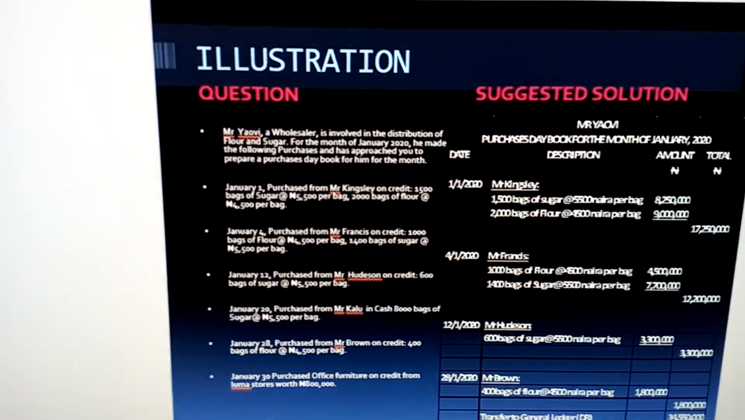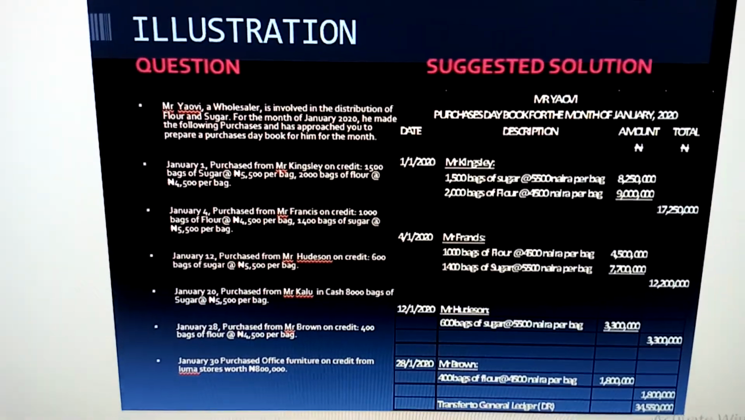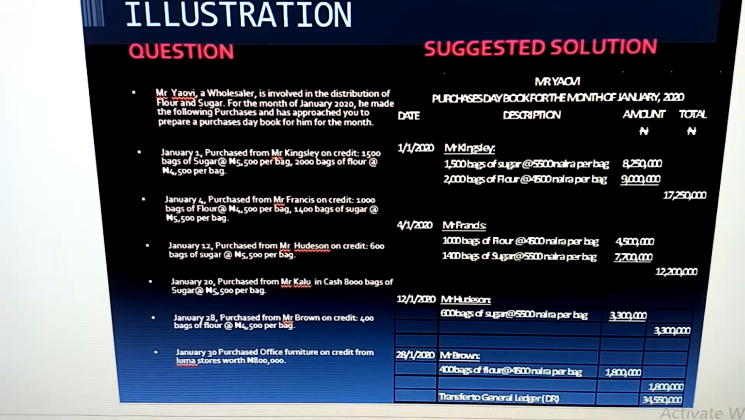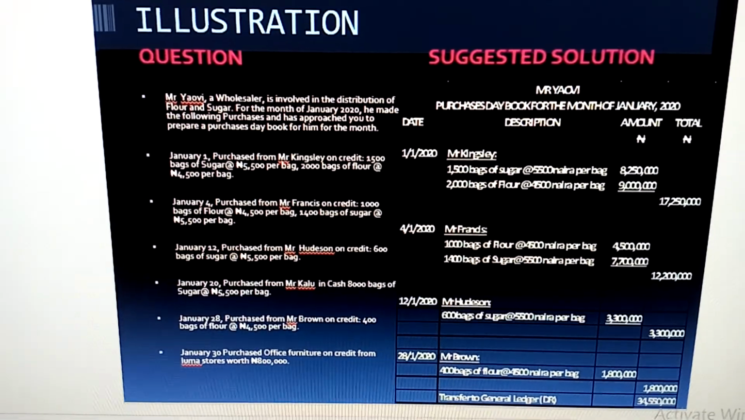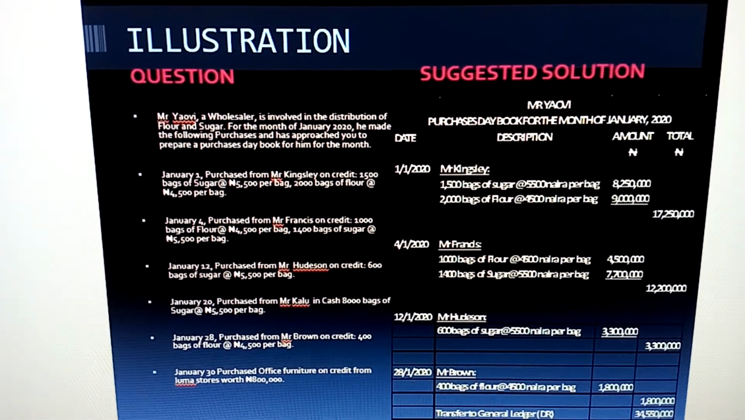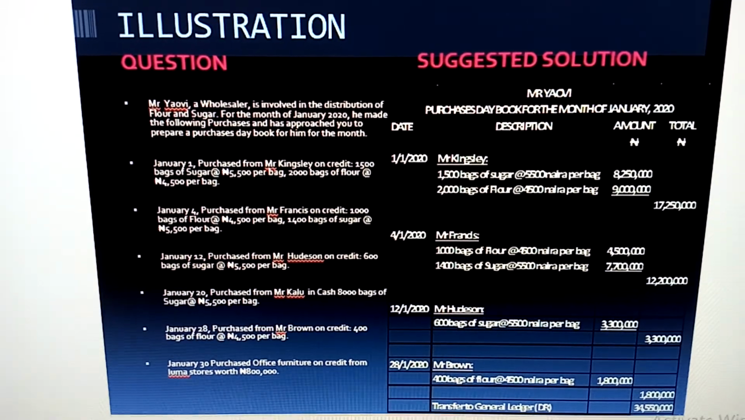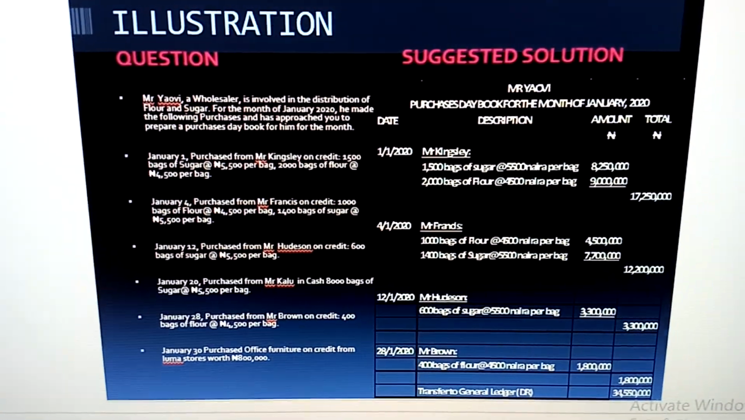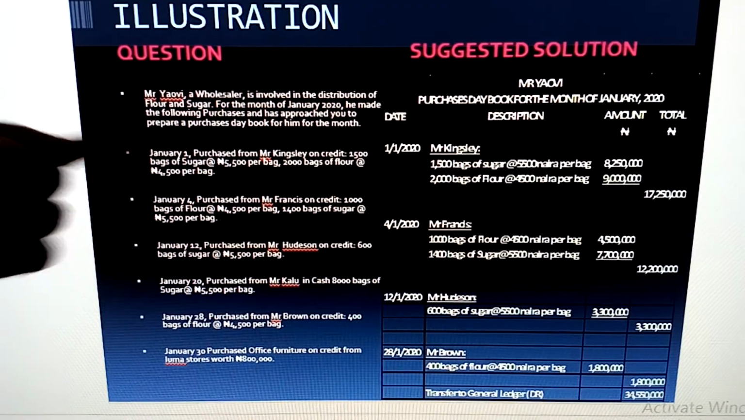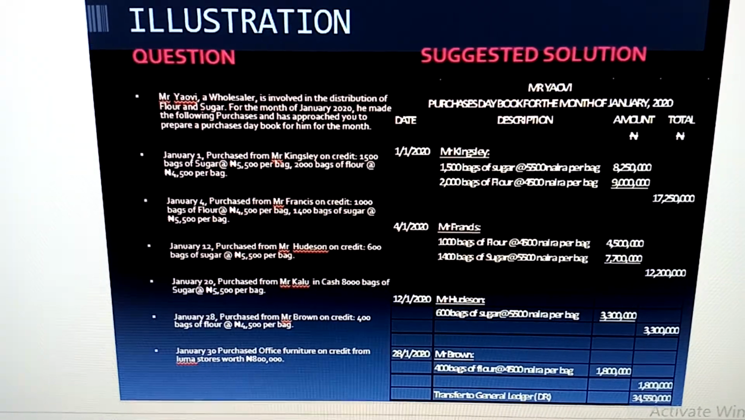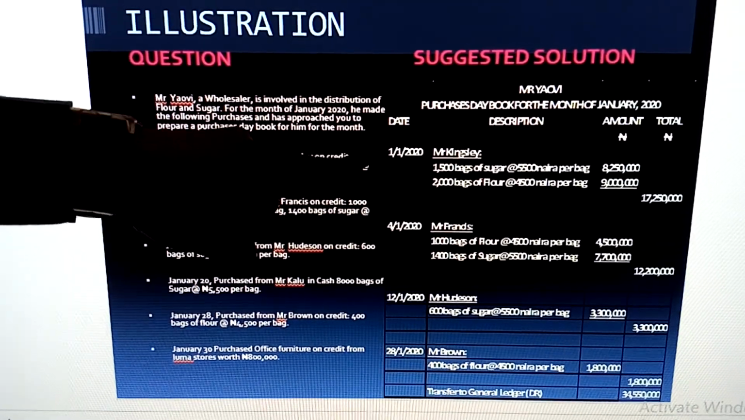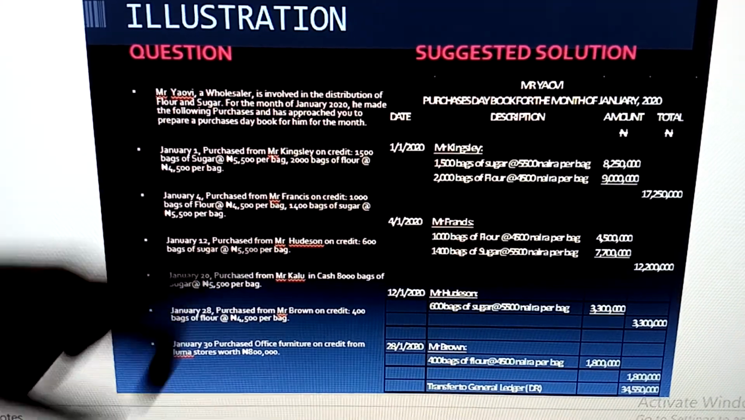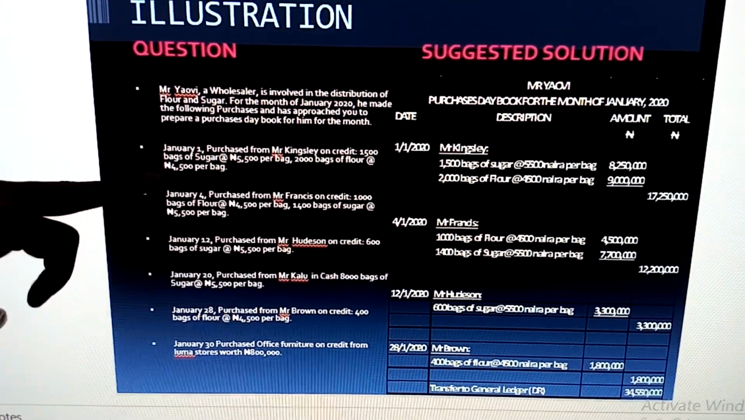Remember, we are still dealing with Mr. Yauvi, a wholesaler involved in the distribution of flour and sugar. In this illustration, he has approached you to prepare a Purchases Day Book for him for the month. These are the questions, and this is the suggested solution. The first transaction says January 1st, purchased from Mr. Kingsley on credit 1,500 bags of sugar at 5,500 naira per bag, 2,000 bags of flour at 4,500 naira per bag.